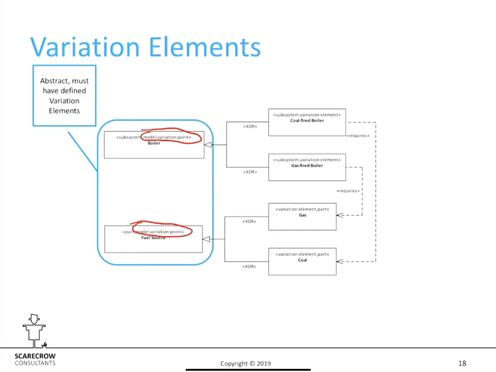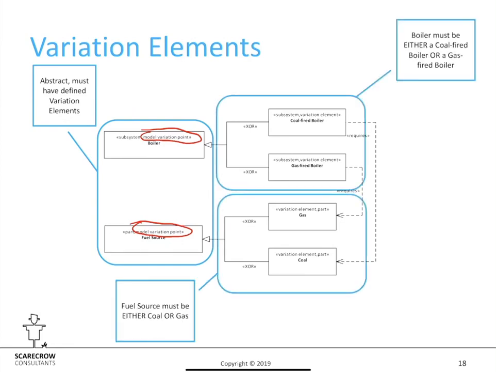Okay, and anything with the model variation points is abstract in the sense that they have to have defined variation elements. What we're saying is there's no such thing as a boiler. It has to be a specific variant of that. And that's where the variation elements come in. So this is saying now that for a boiler, we've got two different types of boiler, two different variants, if you like, a coal-fired and a gas-fired, and similarly for fuel source.